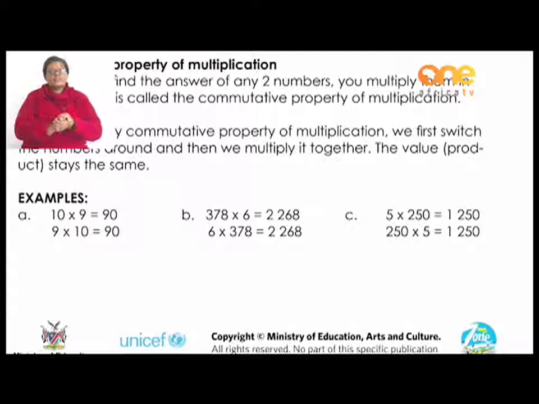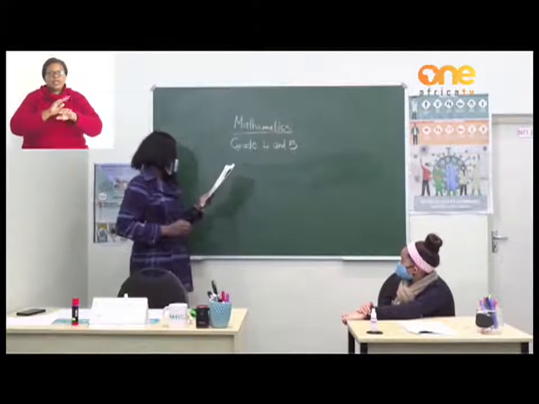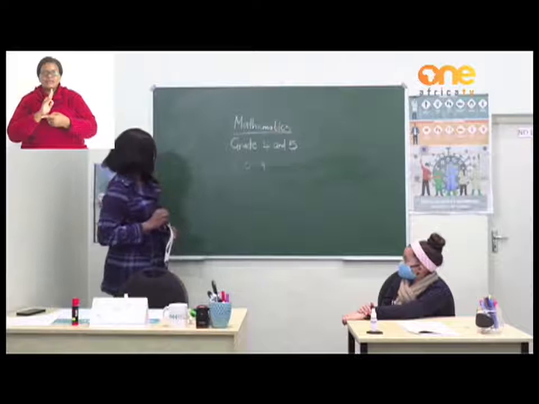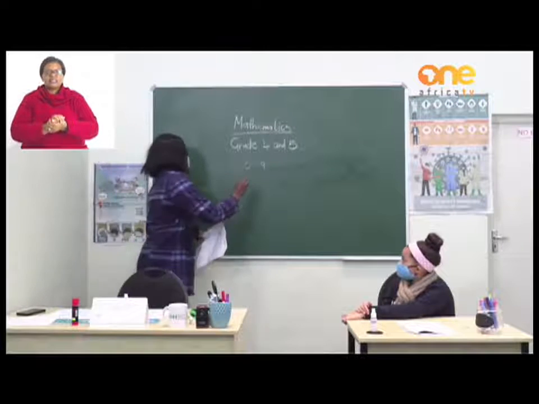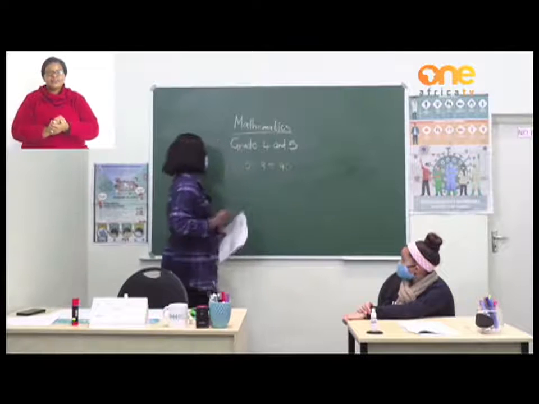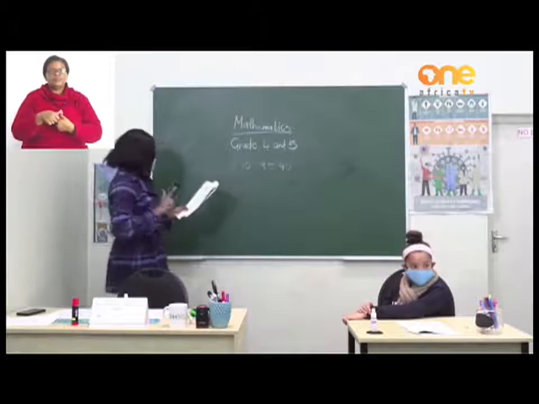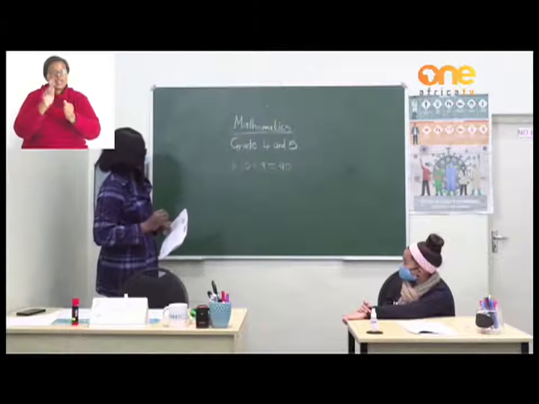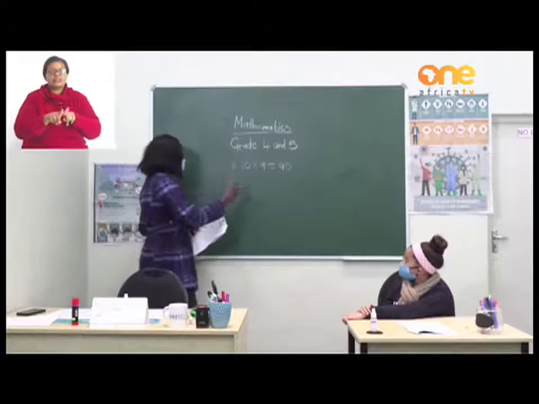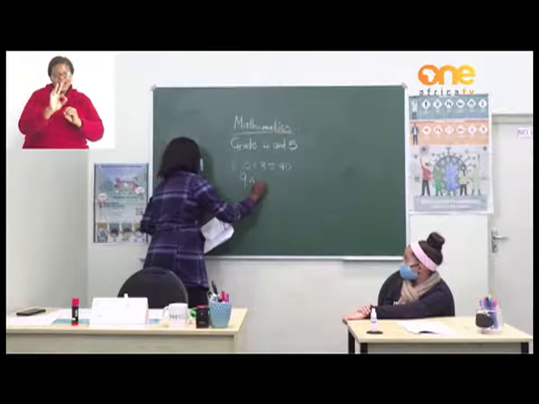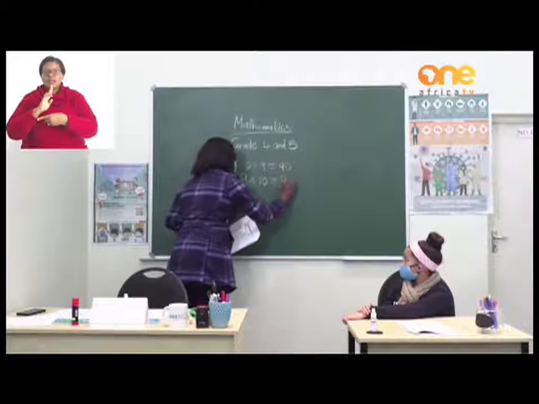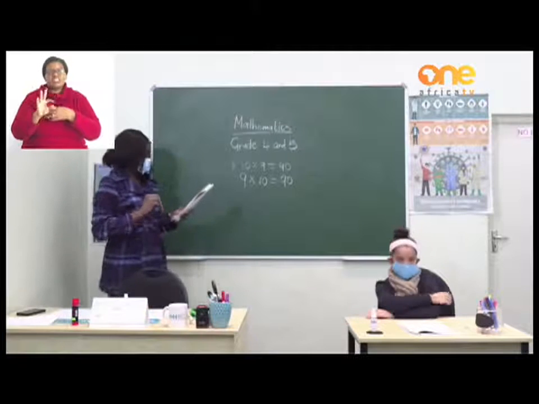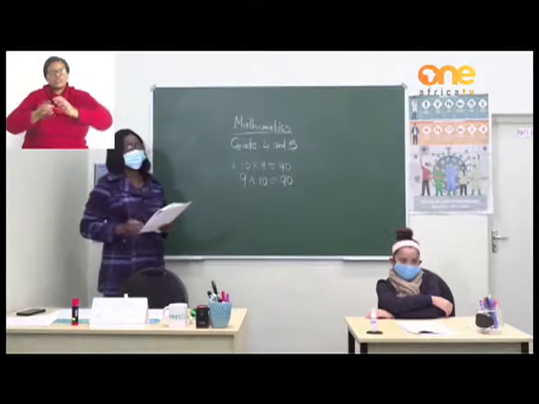Boys and girls, let's get on board. Example 1. We have 10 times 9. What is our answer? 10 times 9 is 90. Good. Remember that we have to switch the numbers around and multiply them together, but the product should stay the same. So when we switch the numbers, we start with 9 times 10, and our product will stay the same. Boys and girls, we are done applying the commutative property of multiplication. Thank you. Stay tuned.